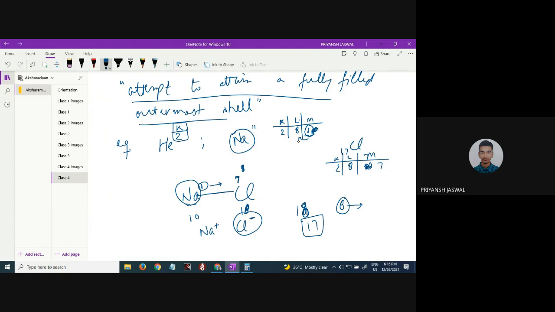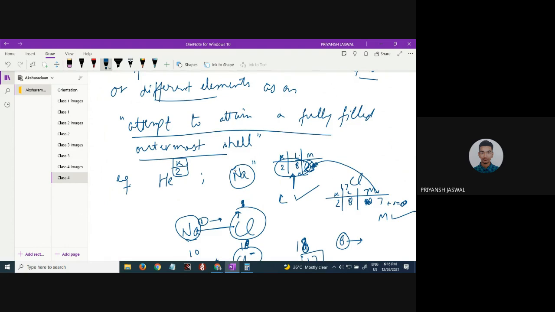And for sodium, this one electron goes here. So it has now only 10 electrons, with 8 in its outermost shell, which is L. It is now completely filled, and the M shell for chlorine is completely filled. So they attain stability. So this valency, the combining capacity, explains why this bond is formed. This is simply written here: the attempt to attain a fully filled outermost shell.